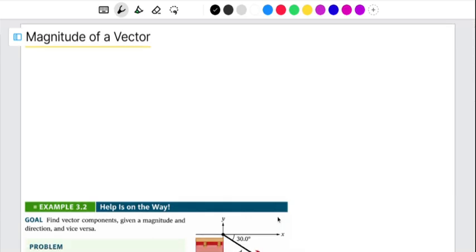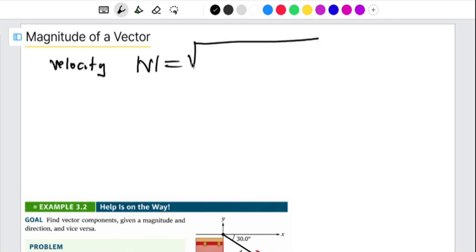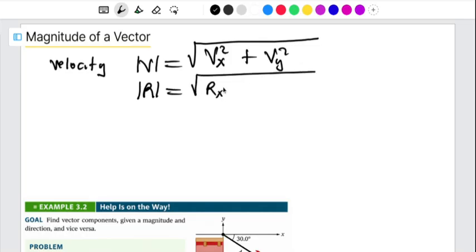Now, let's look at how to find the magnitude of a vector. So how do you find the magnitude of the vector? It can be any vector. Let's say, for example, you want to find the magnitude of velocity. You have to use the formula for the Pythagoras theorem. In this case, that is the root of velocity x component squared plus velocity y component squared. This is the formula to use, but it depends on the vector that you're dealing with. So let me just use r in general. This is going to be equal to the root of rx squared plus ry squared.